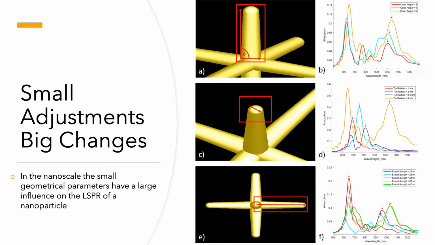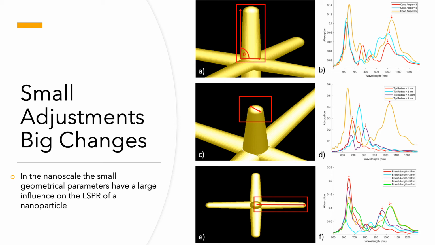In the nanoscale, small adjustments can have big changes. Small adjustments to geometrical parameters of nanomaterials, such as our nanostar, can have a large influence on the LSPR of that nanoparticle. On the right, we see our nanostar with adjustments on a number of geometrical parameters, and also how that affects the peak absorption in the near infrared region of that particle.